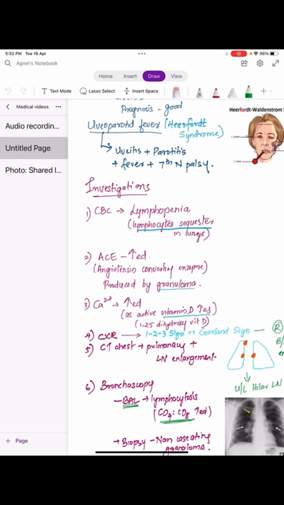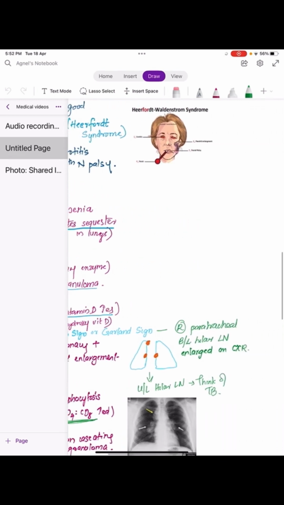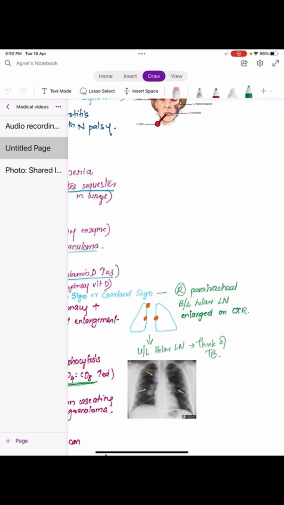Then calcium is seen to be increased. As more active vitamin D is formed, more calcium is absorbed, so calcium level is found to be increased. Then on chest X-ray we can see the 1, 2, 3 sign or the Garland sign. So there is enlargement of the right paratracheal lymph node. Bilateral hilar lymph nodes are also enlarged on the chest X-ray.